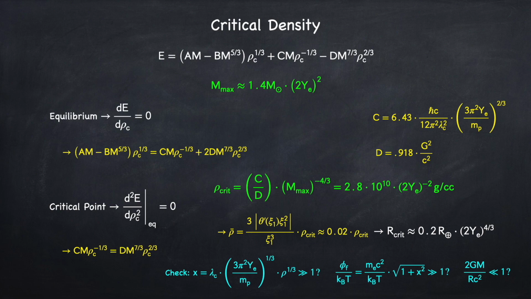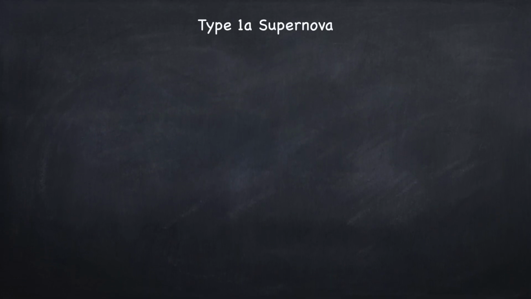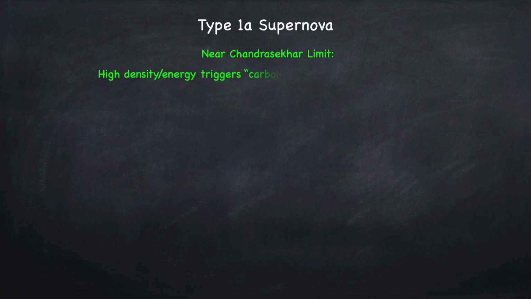The final question is, what happens when a star reaches the Chandrasekhar limit? And what happens is called a type 1a supernova. When a star gets near the Chandrasekhar limit, the high density and high energy triggers what's called a carbon flash, which is essentially very quick runaway carbon fusion.